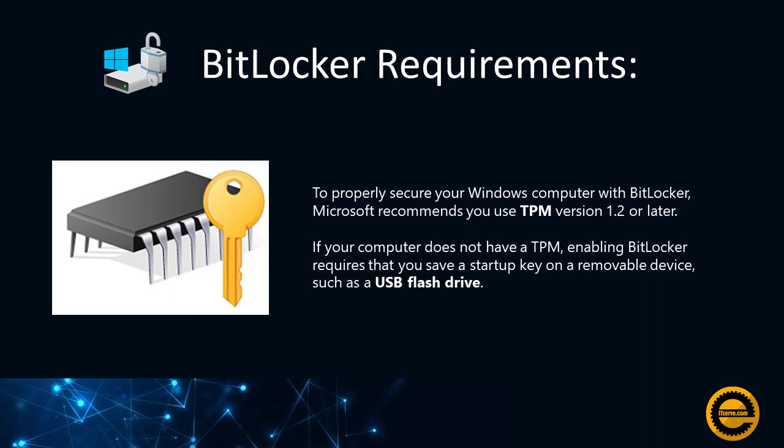Next is a TPM chip. To properly secure Windows computer with BitLocker, Microsoft recommends you use TPM version 1.2 or later. If your computer does not have a TPM, enabling BitLocker requires that you save a startup key on a removable device such as USB flash drive.